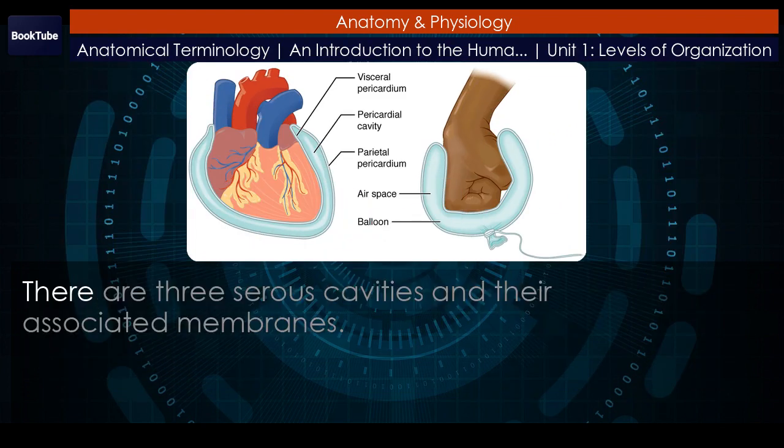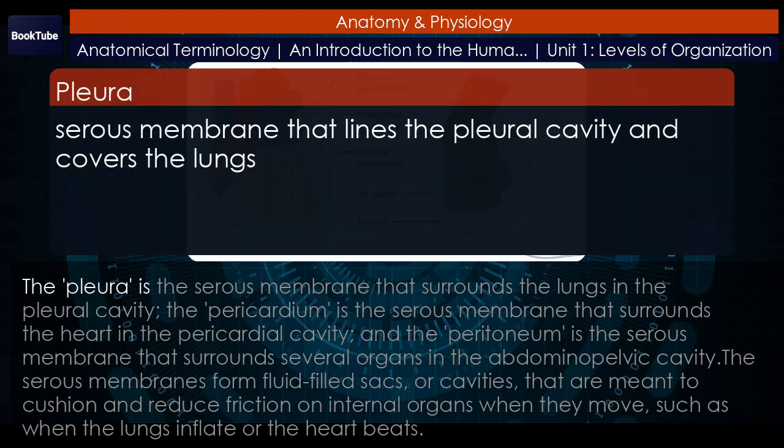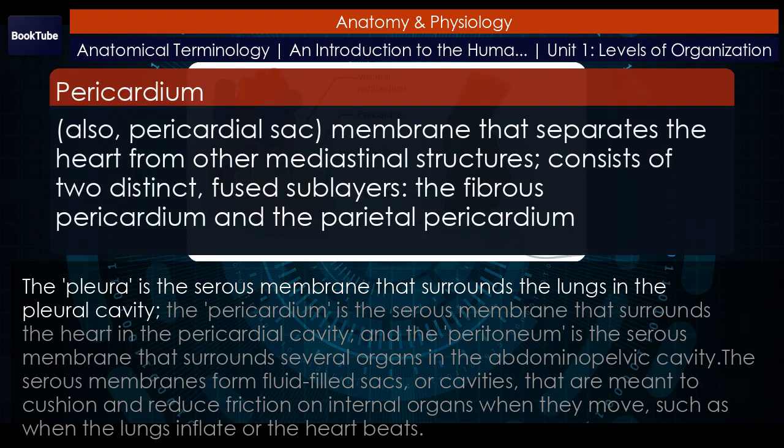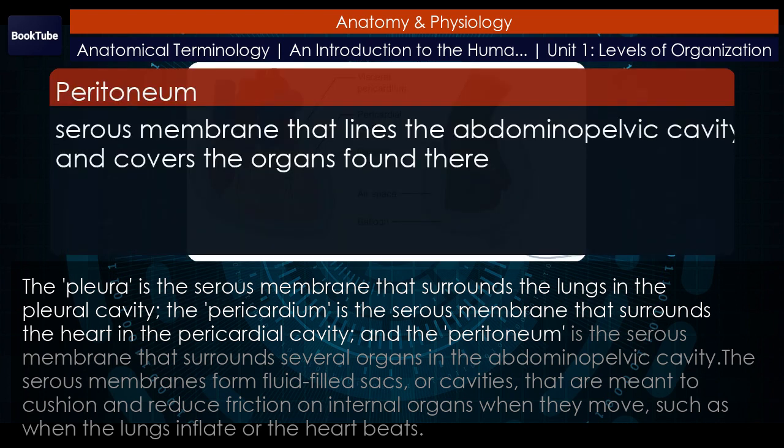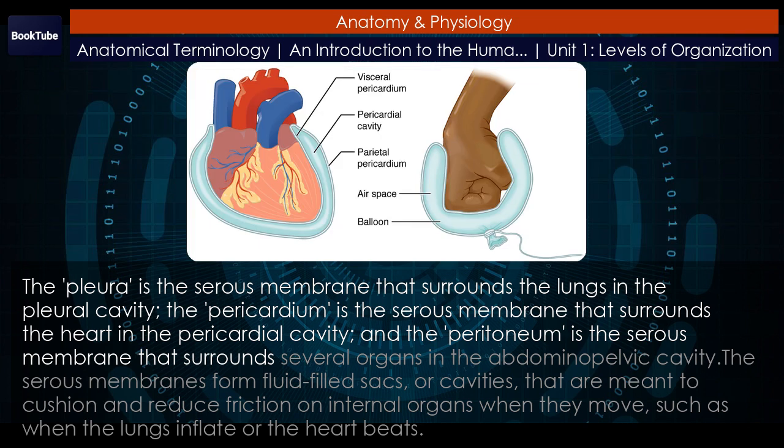Figure 6. There are 3 serous cavities and their associated membranes. The pleura is the serous membrane that surrounds the lungs in the pleural cavity. The pericardium is the serous membrane that surrounds the heart in the pericardial cavity. And the peritoneum is the serous membrane that surrounds several organs in the abdominopelvic cavity. The serous membranes form fluid-filled sacs, or cavities, that are meant to cushion and reduce friction on internal organs when they move, such as when the lungs inflate or the heart beats.